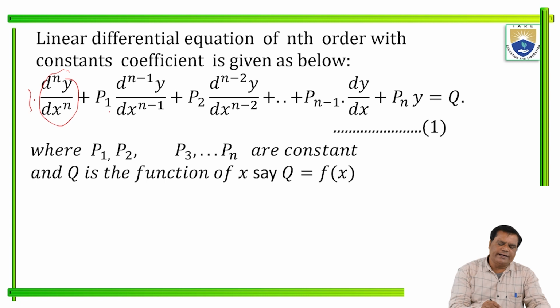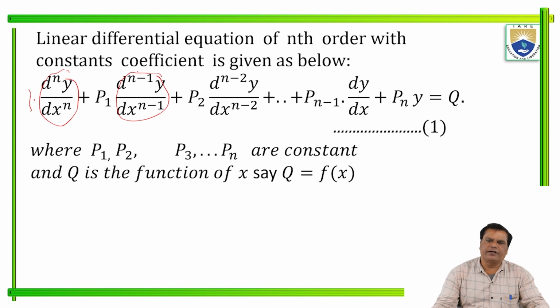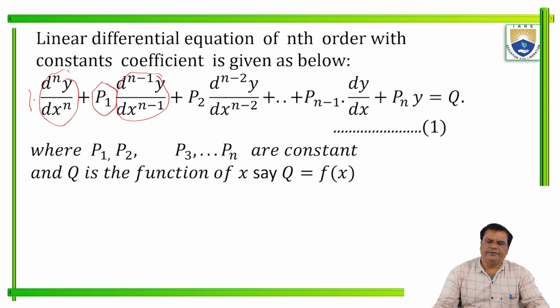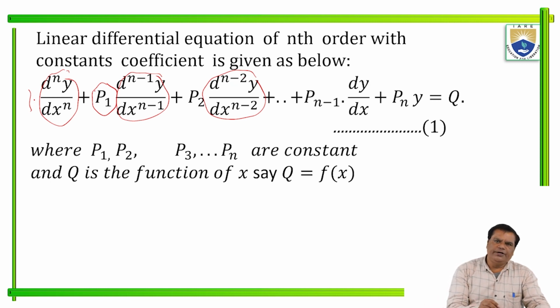Next, plus, the second term is the (n minus 1)th order derivative of y with respect to x, d^(n-1) y over dx^(n-1), and here some constant p1 is multiplied. p1 is some number, some constant. Similarly, plus d^(n-2) y over dx^(n-2). The order decreases 1 by 1: first the nth order, then n minus 1, then n minus 2, and so on, decreasing by 1 each time.